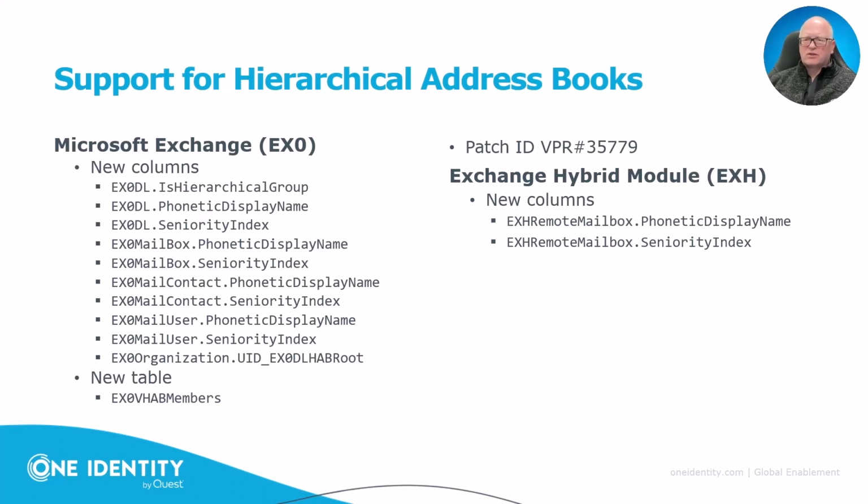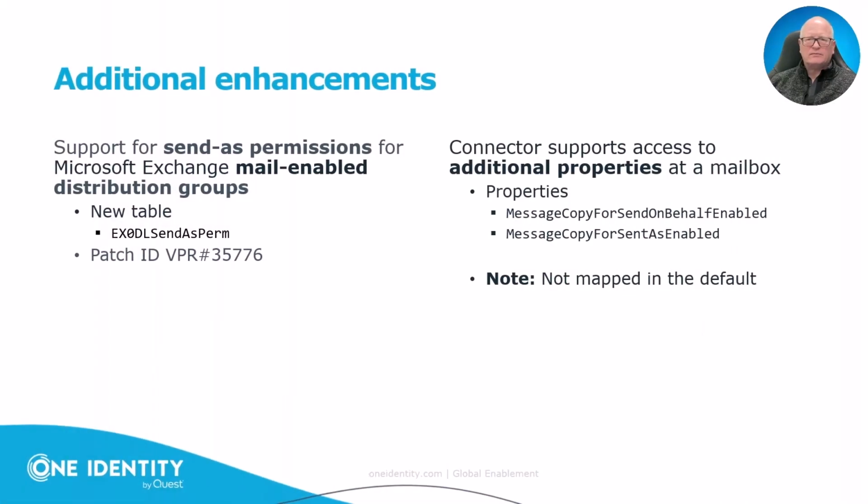For the hybrid world, that means the Exchange Hybrid Module, you need two new columns as well. They exist on the right-hand side here. Additionally, for our Exchange on-prem, we now support send as permissions for Microsoft Exchange mailbox-enabled distribution groups. Easy to see, a new table was created, EX0DL send as perm. And of course, another patch is necessary to make it happen.